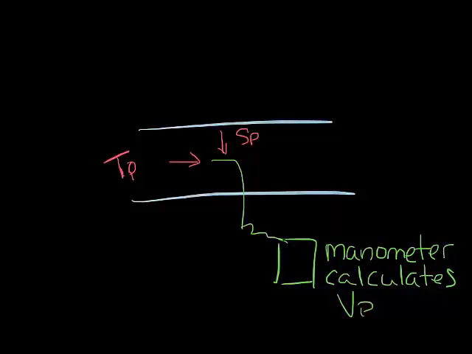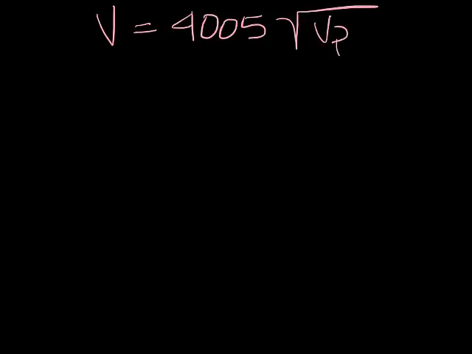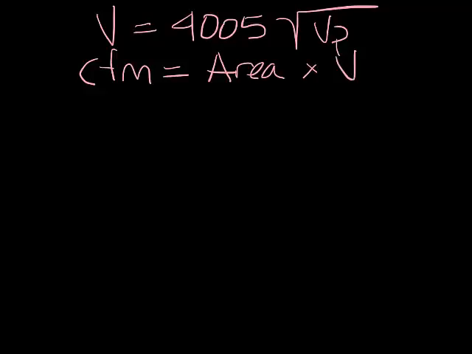Knowing the velocity pressure allows us to calculate the velocity in the ductwork. The equation for velocity is velocity equals 4005 times the square root of velocity pressure. Now, knowing the velocity and area of the ductwork, we can calculate airflow, which is CFM equals the area times the velocity. So now let's look at an example.